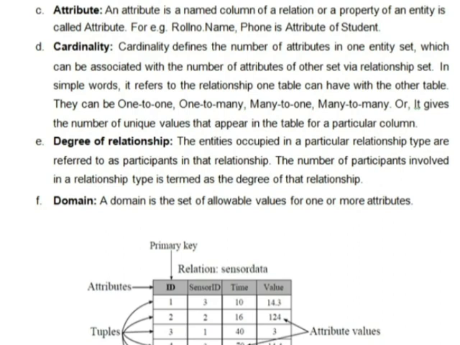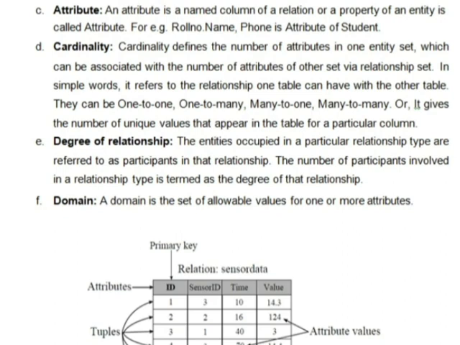Next is cardinality. Cardinality defines the number of attributes in one entity set which can be associated with the number of attributes of the other set by a relationship set. In simple words, it refers to the relationship of one table with another table. When we consider database management system, there are four relationships which can exist between the tables: one to one, one to many, many to one, and many to many. So these are the cardinalities. It will give us the number of unique values that appear in one table for a particular column.